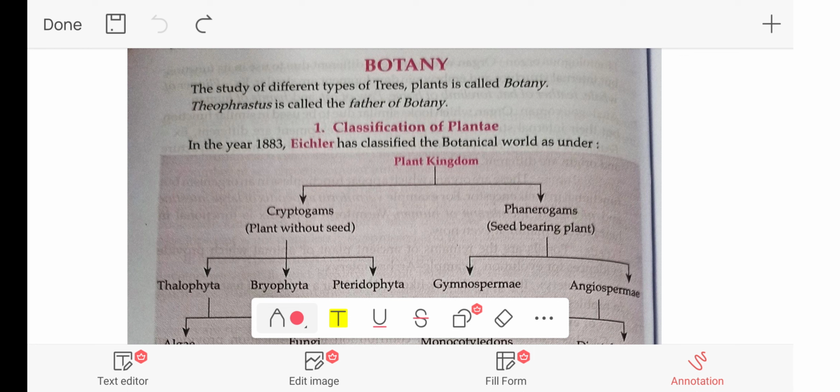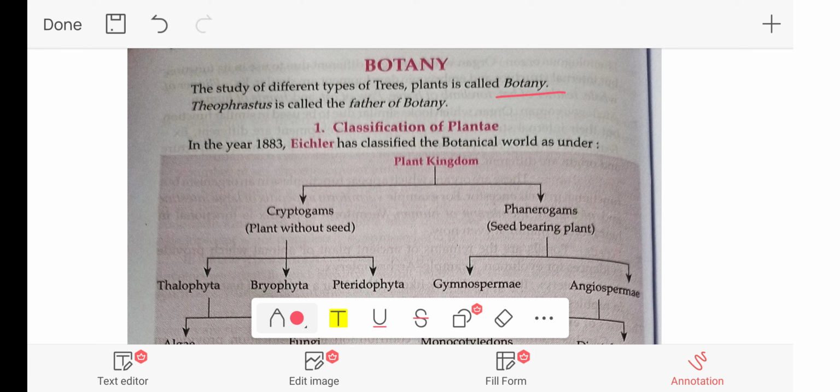Hello friends, in this video we are going to read the biology section of Lucent. Our topic today is botany. We'll first read the chapter and then we'll solve questions based on it. Let's start. The study of different types of trees and plants is called botany.